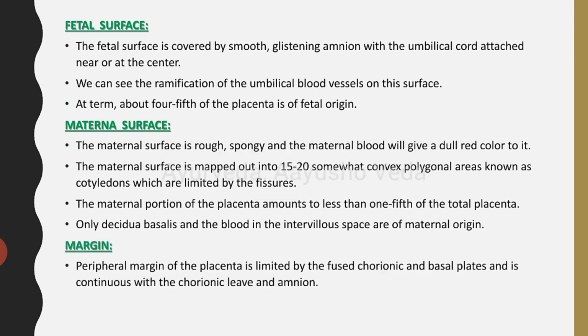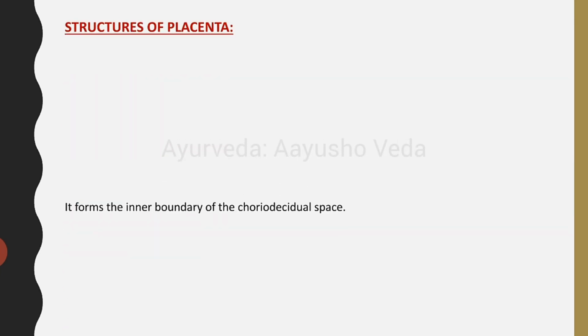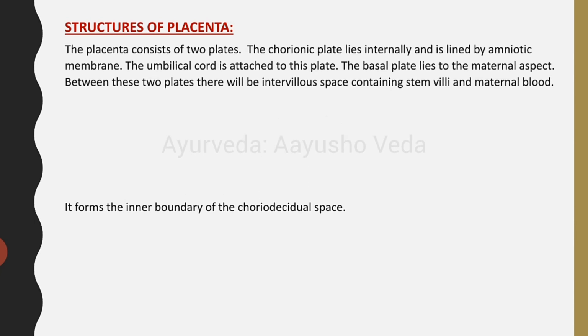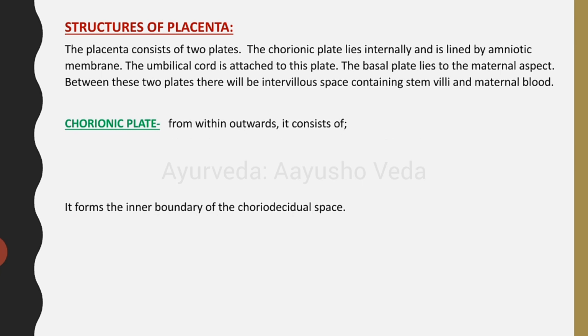Next comes margin. Peripheral margin of the placenta is limited by the fused chorionic and basal plates and is continuous with the chorionic leaf and amnion. Next comes structures of placenta. The placenta consists of two plates, the chorionic plate, which lies internally and is lined by amniotic membrane, and the umbilical cord is attached to this chorionic plate. The basal plate lies to the maternal aspect.